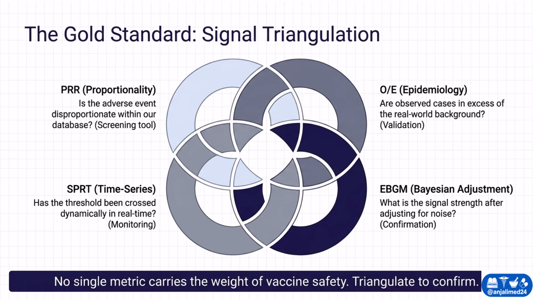So, the major lesson from this slide is simple but powerful. No signal metric carries the full weight of the vaccine safety assessment. True pharmacovigilance depends on triangulation of evidence from multiple complementary methods before drawing conclusions. In vaccine safety science, confirmation comes from convergence, not from one isolated number.